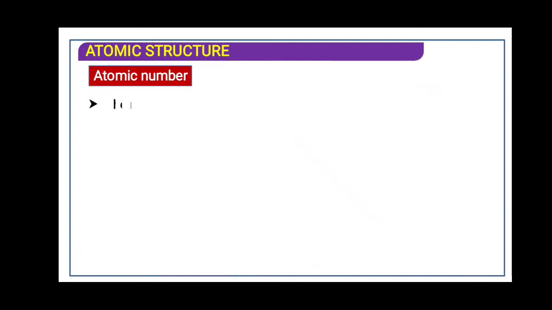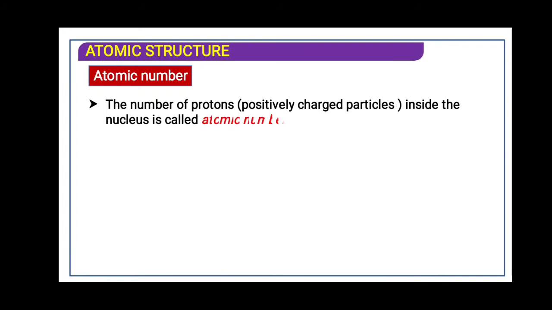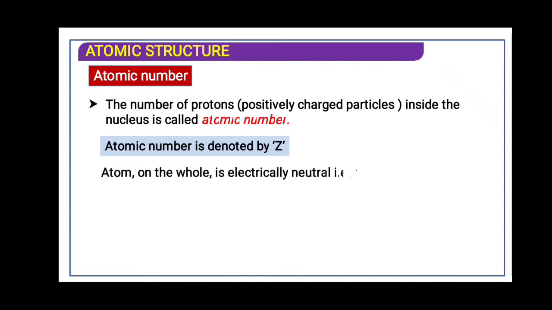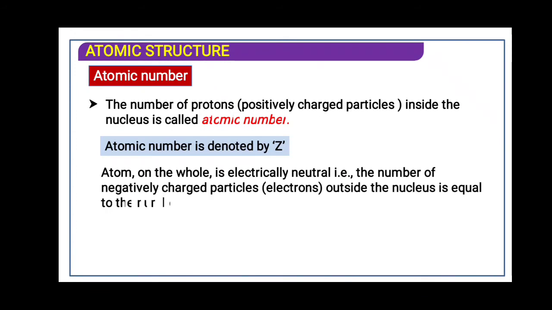So atomic number means the number of protons, the positively charged particles inside the nucleus. The symbol for atomic number is Z; Z indicates atomic number. An atom on the whole is electrically neutral because the number of electrons is equal to the number of protons.